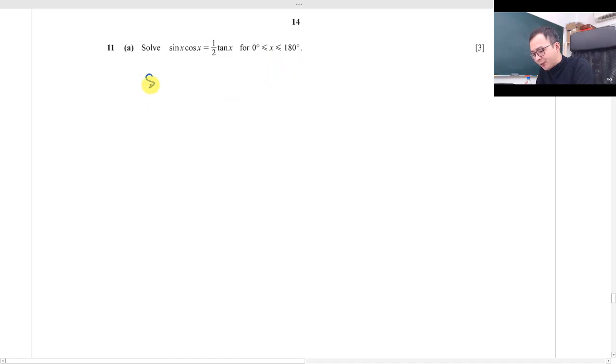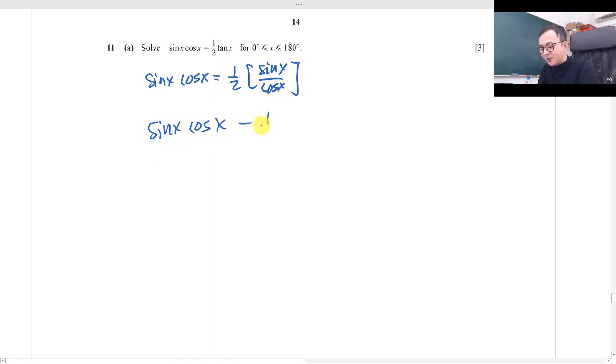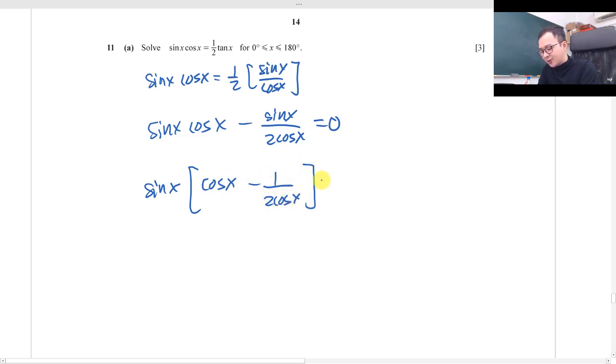Alright, so we have sine x and cos x equal to half tangent x. I don't like tangent, so I will change tangent into sine over cos here. And then I will move everything together because I try to factorize the things, I think it is possible. So this one you can group together if you want to. So I can say this is sine x over 2 cos x equals 0. Alright, then I can factorize out the sine x, very obvious. So I will get cos x minus 1 over 2 cos x equals 0.